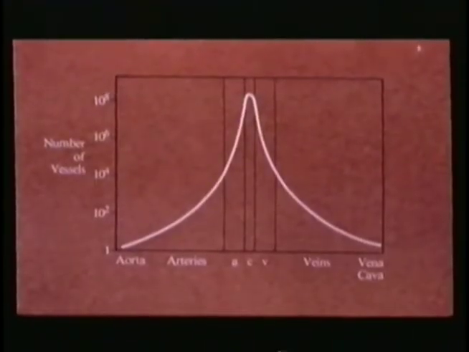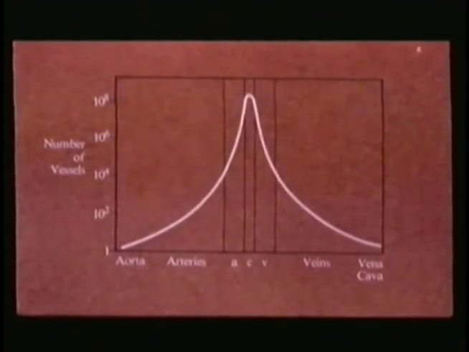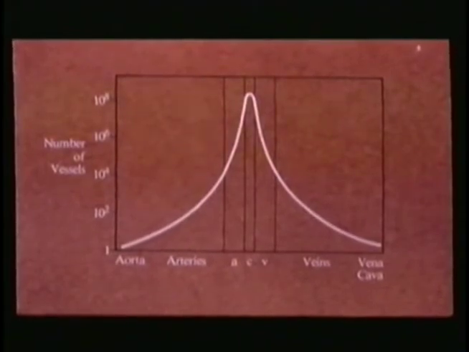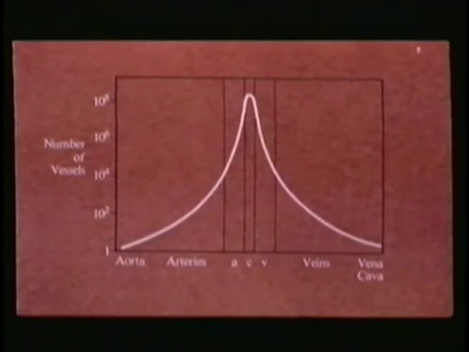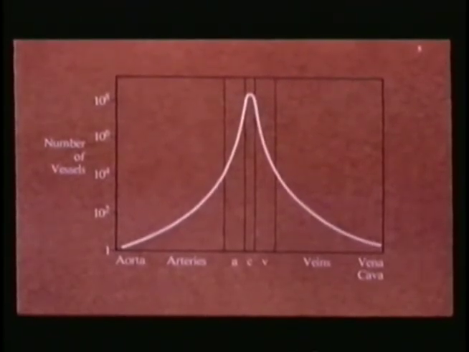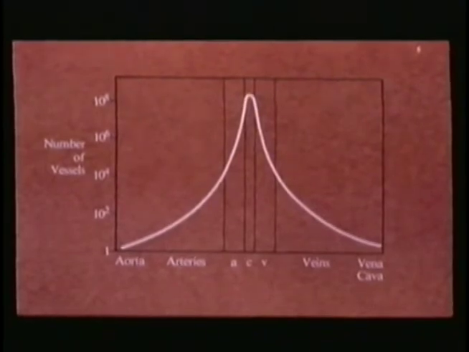Because of the large range involved, many variables in the circulatory system are plotted on a logarithmic scale. This plot of the number of vessels in the systemic circulation indicates that the single aorta delivers blood to about 1 billion capillaries. On this and similar plots, the letters A, C, and V indicate the arterioles, capillaries, and venules, respectively.